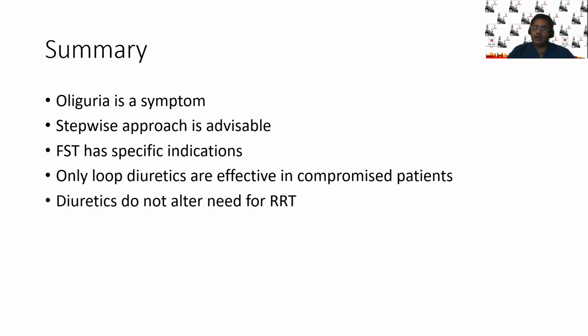So in summary, oliguria is a symptom. A stepwise approach is advisable. Obstructive uropathy should be ruled out first with ultrasound. Furosemide stress test has specific indications, and only loop diuretics are effective in compromised patients, and diuretics do not alter the need for renal replacement therapy.